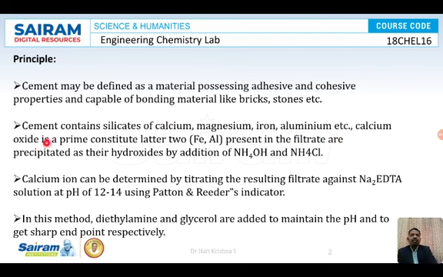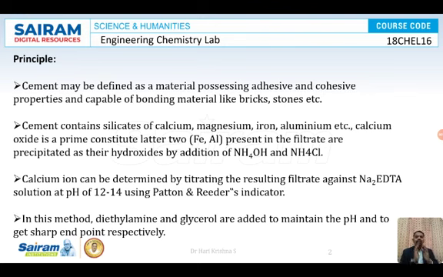Calcium oxide is the prime constituent, and the iron and aluminium present in the filtrate are precipitated as the respective hydroxides. How to proceed? We take 1 gram, or a known weight, of cement and dissolve it in acid. Later we add ammonium hydroxide, and the magnesium, aluminium, and iron get precipitated. Then we add ammonium chloride, and the calcium and magnesium get converted to their respective chlorides.